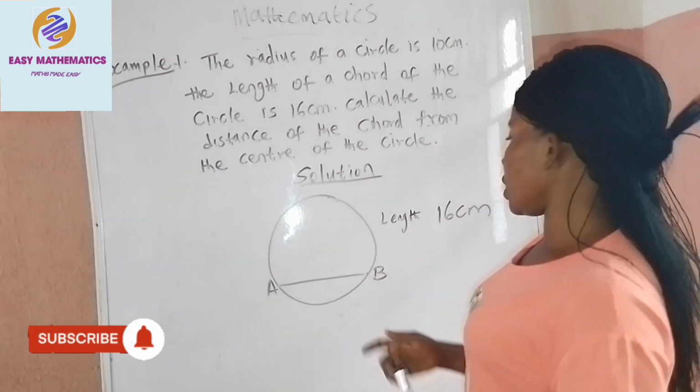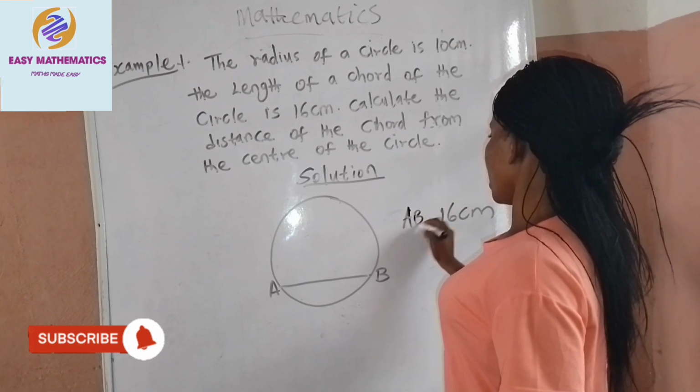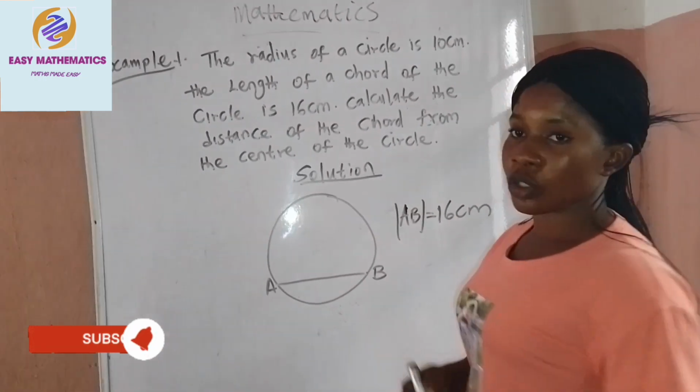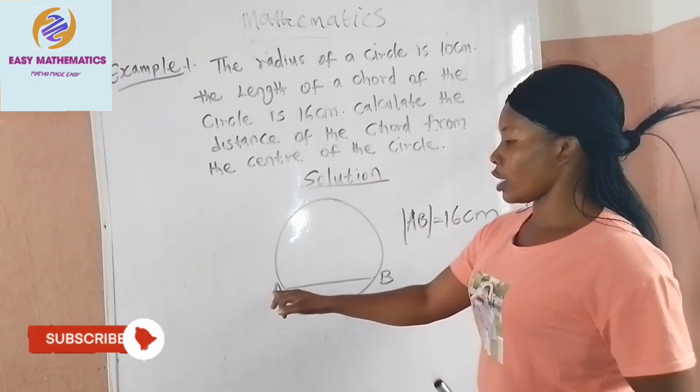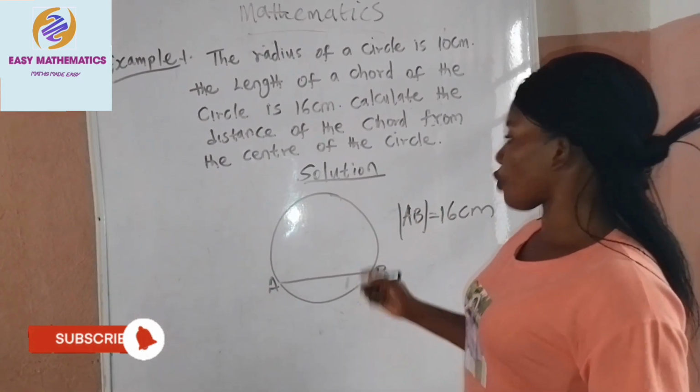Length of chord, line AB is equal to 16 cm. That is from this point to this point. Now, they say calculate the distance of the chord from the center.